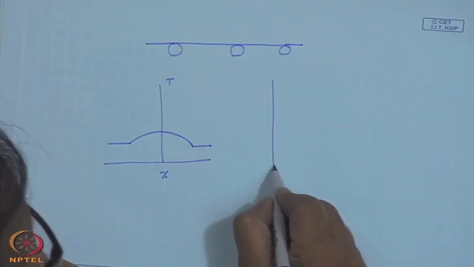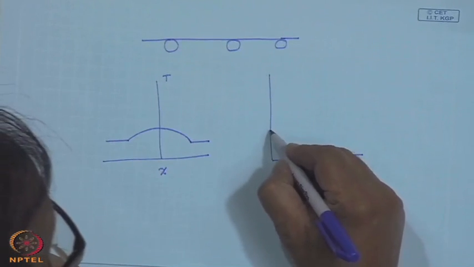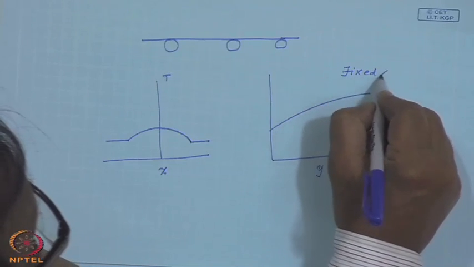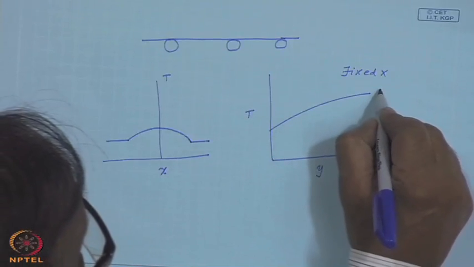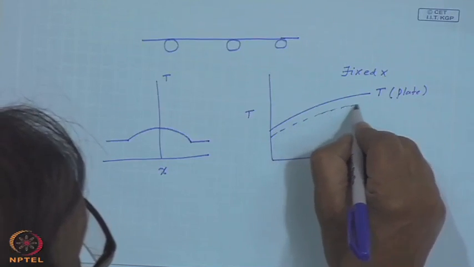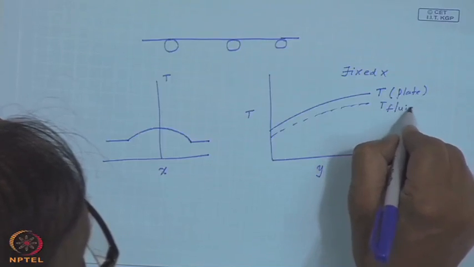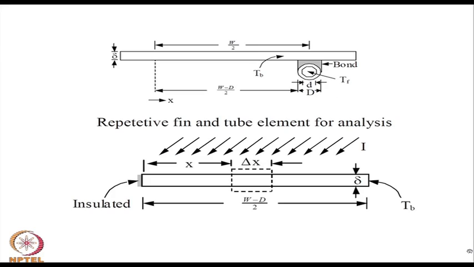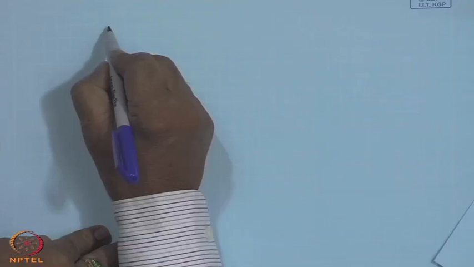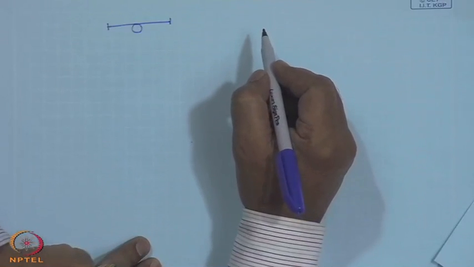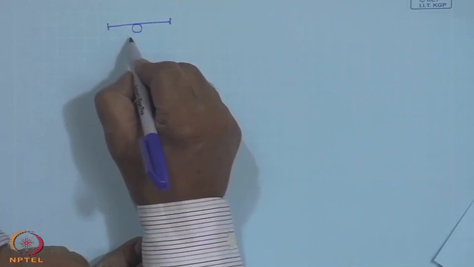Similarly, if we want the temperature at any fixed x, it changes with respect to y, fixed x, and this is T. This may in general be T anywhere on the plate, and the corresponding fluid temperature will be a bit lower than that, depending upon how efficient the heat transfer mechanism is. Then we went through the analysis considering a repetitive element of a tube and half a plate on either side, with the distance being W.